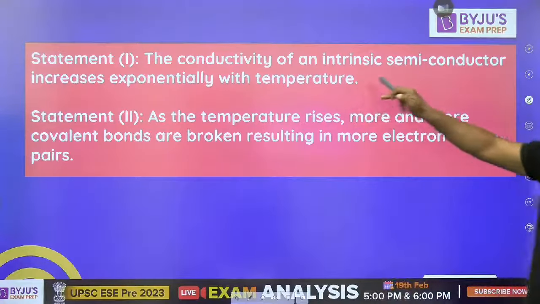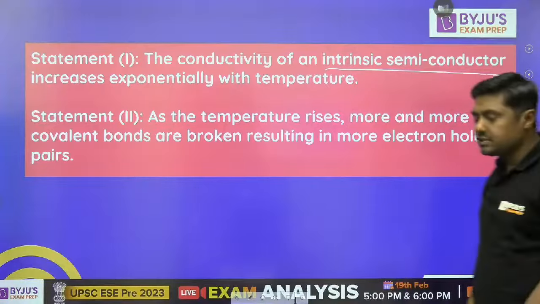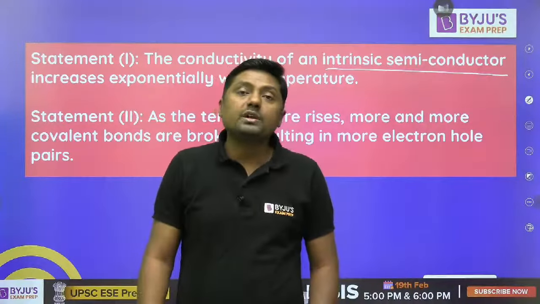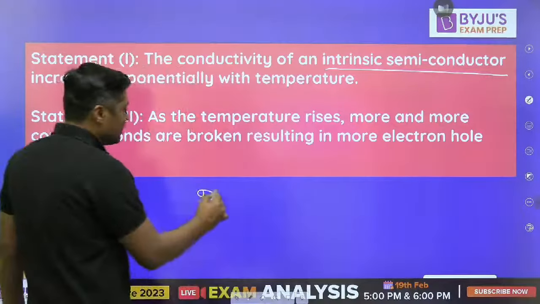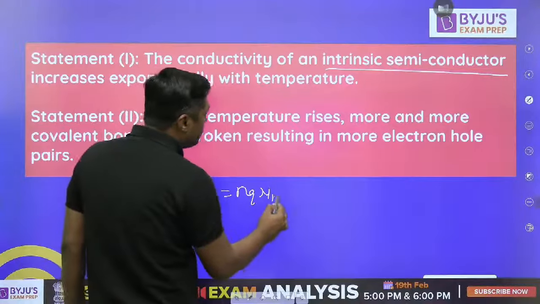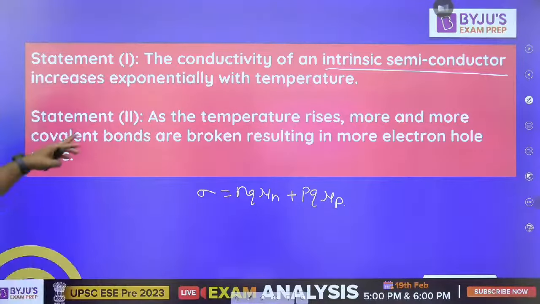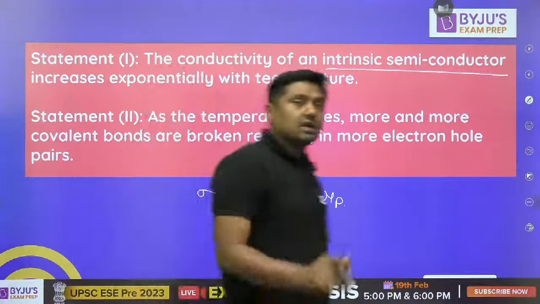The conductivity of an intrinsic semiconductor increases exponentially with the temperature. This is the intrinsic semiconductor. Okay, we have the relation, yes. When we are increasing the temperature, new hole electron pairs are generated, and because of that conductivity increases: sigma = n q mu_n + p q mu_p. Okay. Now, what is the statement? As the temperature rises, more and more covalent bonds are broken, resulting in more electron hole pairs. That is the correct explanation.